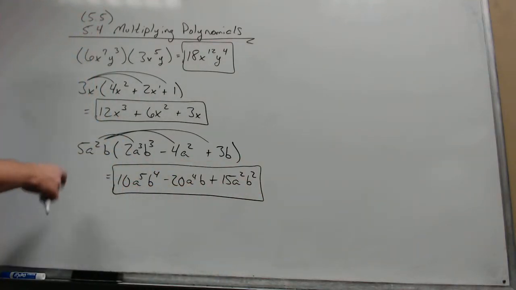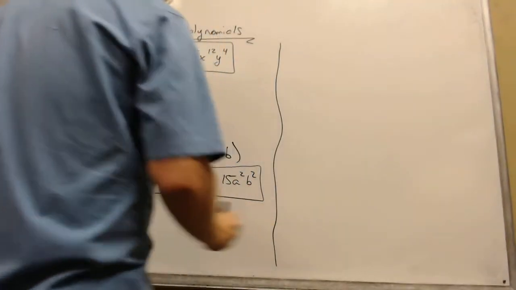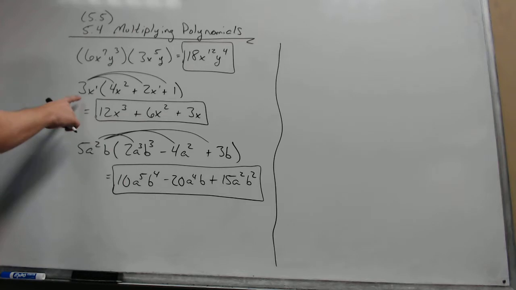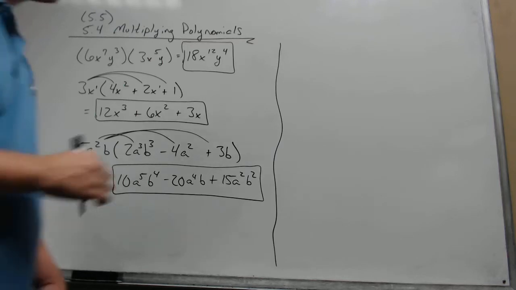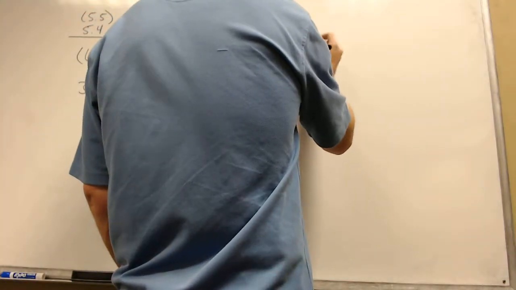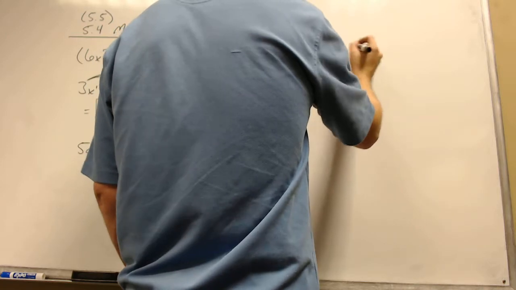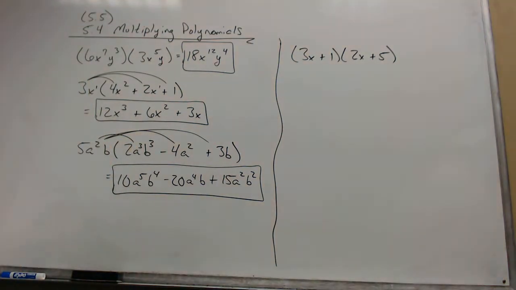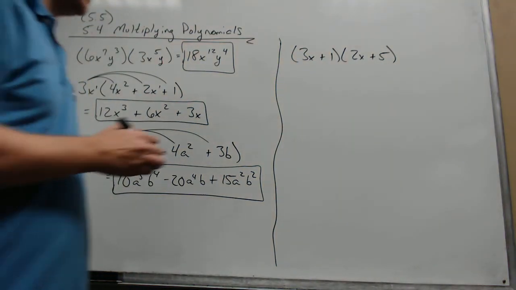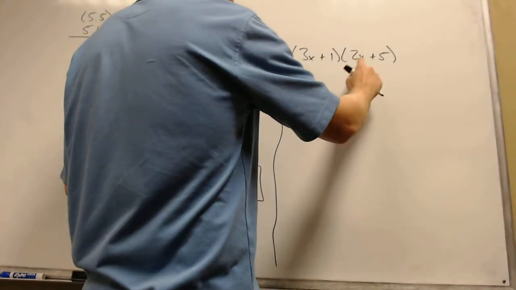So we can multiply a single term times however many terms I want just by distributing. Whether there's more terms or less terms shouldn't really be a problem. Let's see what happens when we change that a little bit. Instead of a monomial, let's take a polynomial times another polynomial. So 3x plus 1 times 2x plus 5. Now we have a binomial, 2 terms here, times a binomial, 2 terms here.